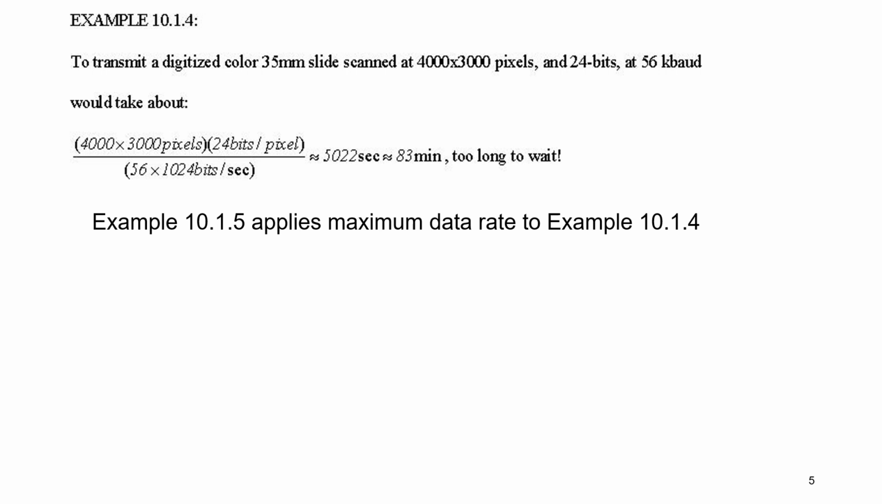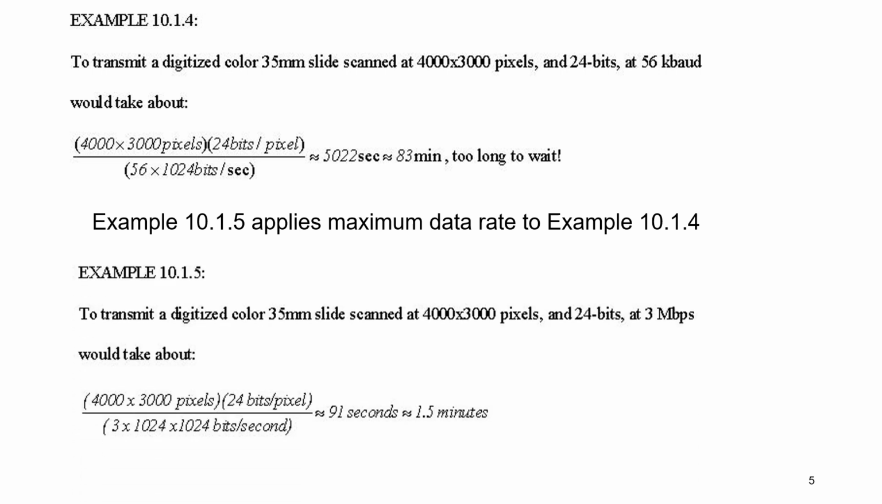So example 10.1.5 applies maximum data rate to example 10.1.4. That is, 10.1.5 says to transmit a digitized color 35 mm slide scanned at 4000 into 3000 pixels and 24 bits at 3 Mbps would take about 4000 into 3000 pixels into 24 bits per pixel divided by 3 into 1024 into 1024 bits per second, that is equal to 91 seconds, approximately 1.5 minutes.